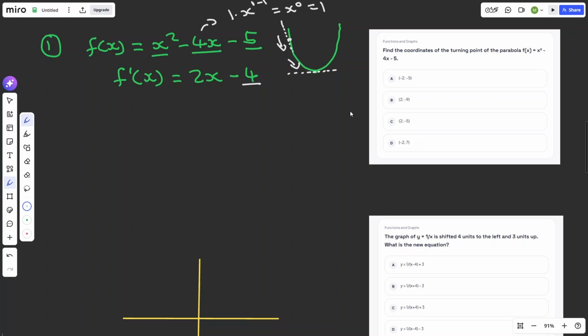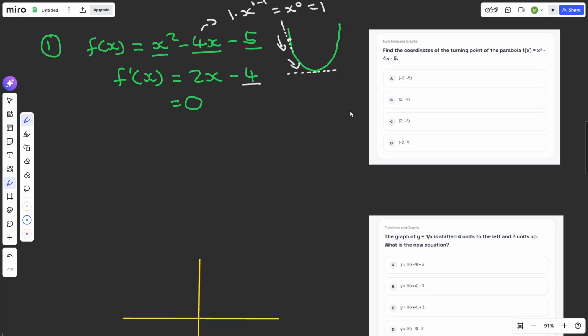And lastly, the derivative of 5. The 5 is a constant, so it's going to be 0. So now we've differentiated and we have 2x minus 4 as our output. The next step is to equate this to 0.